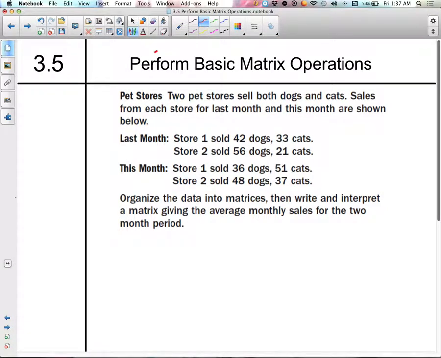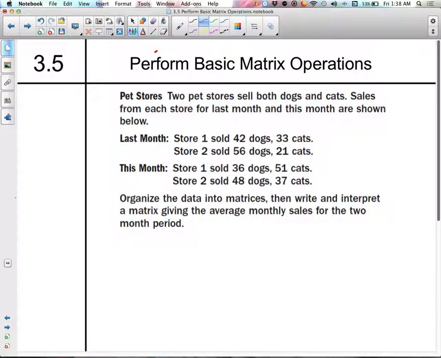Pet stores. Two pet stores sell both dogs and cats. Sales from each store for the last month and this month are shown below. So last month, store number 1 sold 42 dogs and 33 cats, while store 2 sold 56 dogs and 21 cats. This month, store 1 sold 36 dogs and 51 cats, and store 2 sold 48 dogs and 37 cats. Organize the data into matrices, then write and interpret a matrix giving the average monthly sales for the 2-month period.